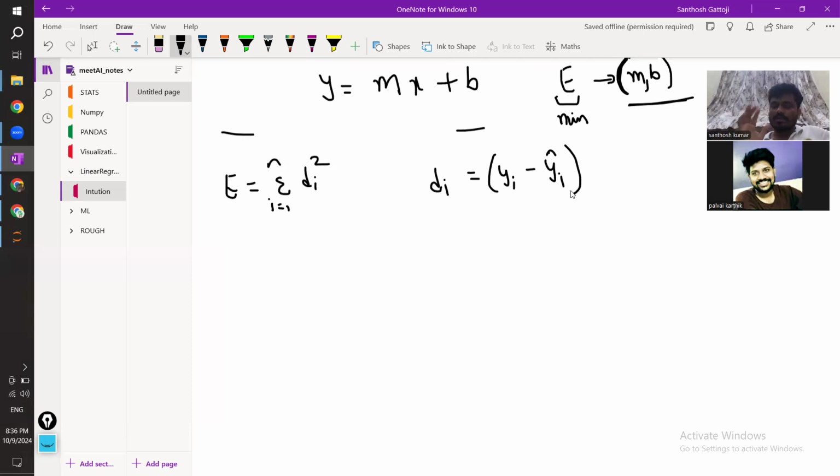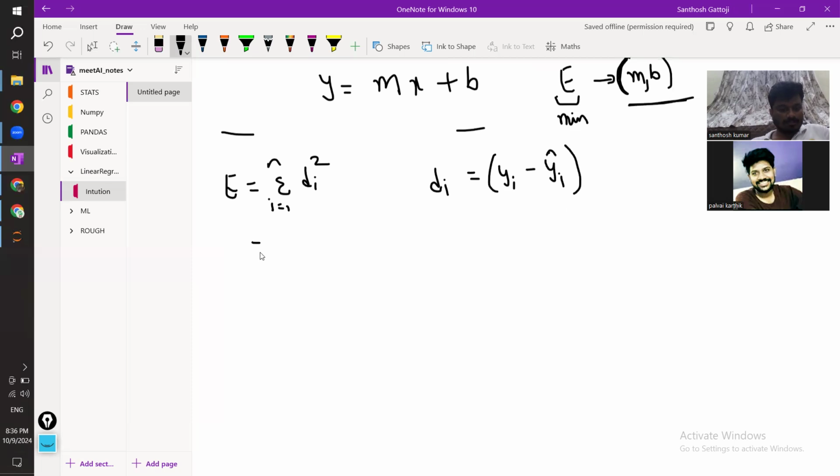And what is error in normal words also? Actual value minus predicted value. Even in normal language also. If you calculate something, but the actual ground value is something else, that is error. Here also y is the actual value, and this is the predicted value from the line. The difference is the error. That is di. If you do it for all the data points, you will get the overall E.